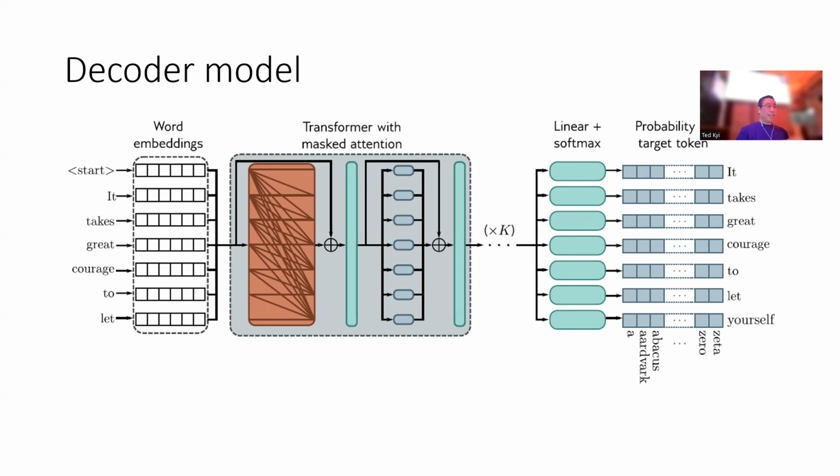And so when you do this, you force the model to actually say, when you get to "great," you've only seen 3 words, predict what the next word is going to be, and you can't just cheat and look down and see "courage," because they've masked out all of those.